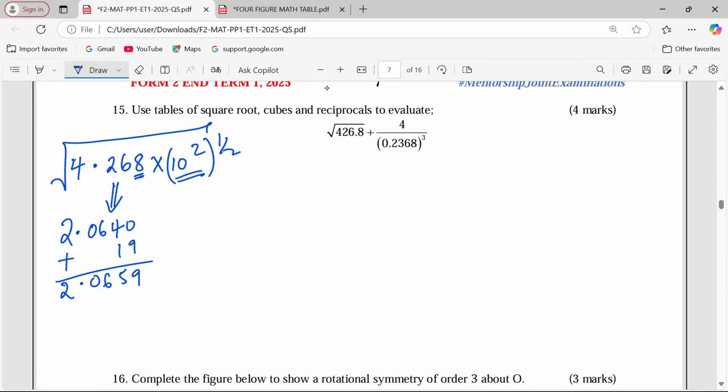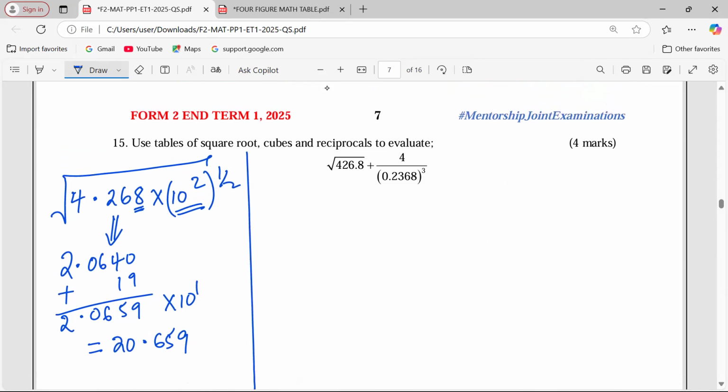Square root means power half. So that will be 10 power 1. And the final answer for this shall be 20.659. Yes, 20.659. We have done the first number and we are sorted that way.